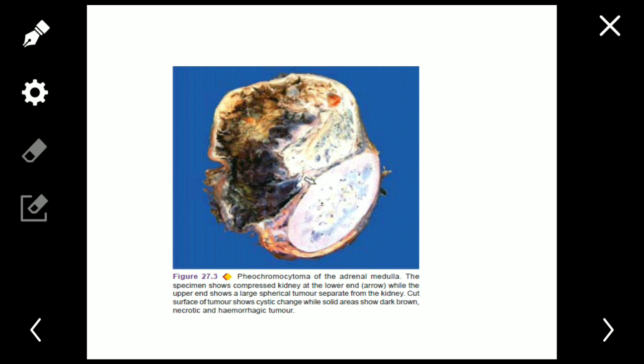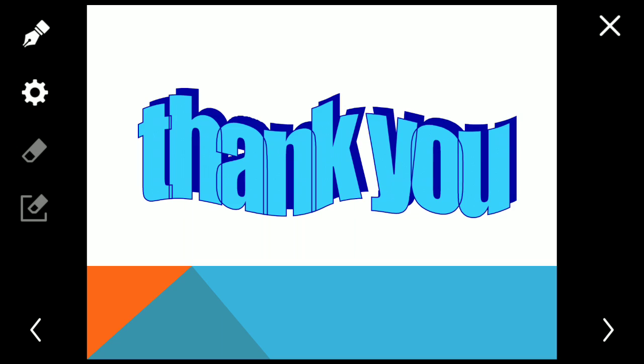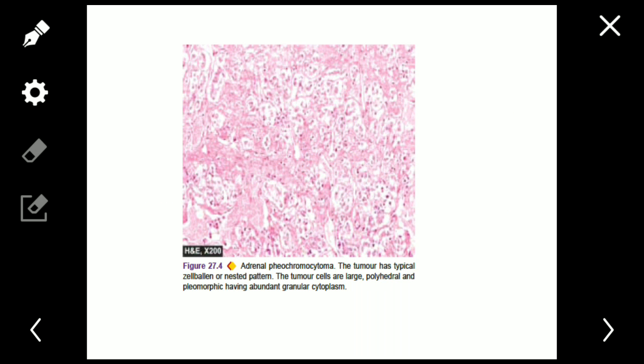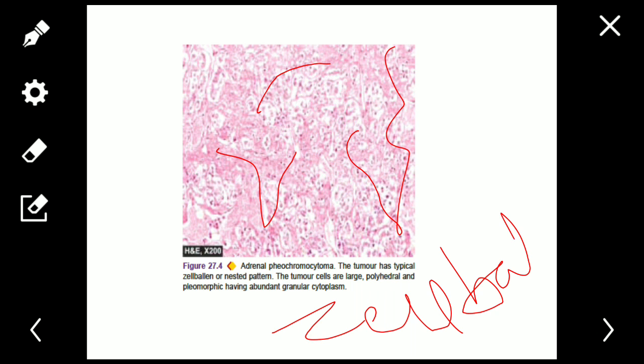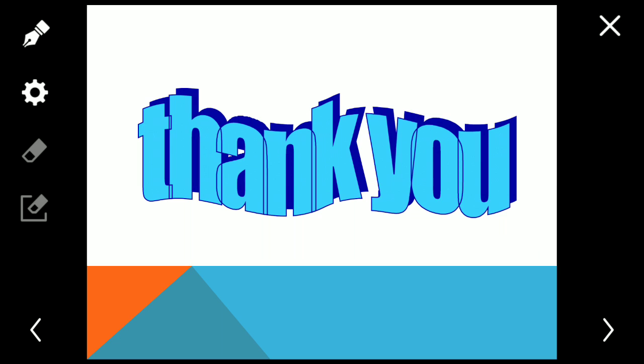So this is the gross appearance of the tumor. Cut section is round, dusky brown. This is showing the hemorrhagic areas, and this is the microscopy of this tumor. What you are seeing is this pattern, called the Zellballen pattern, which is mainly seen in pheochromocytomas.